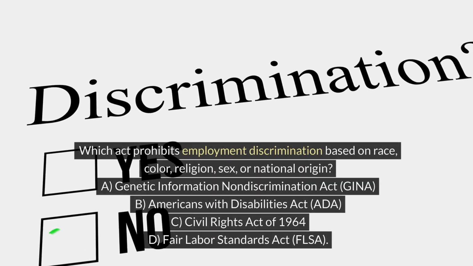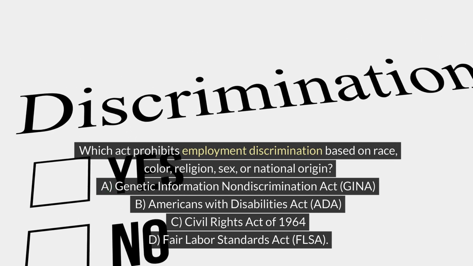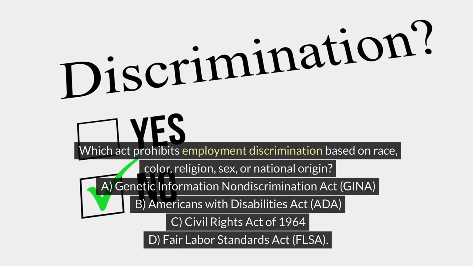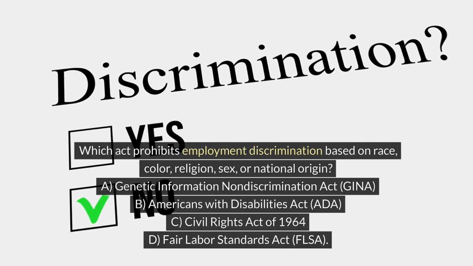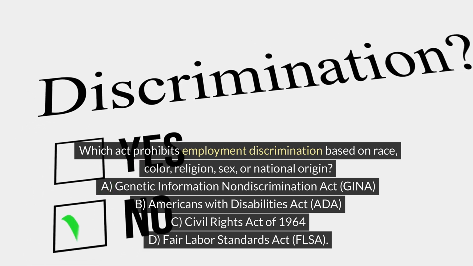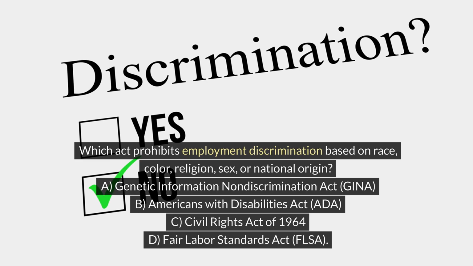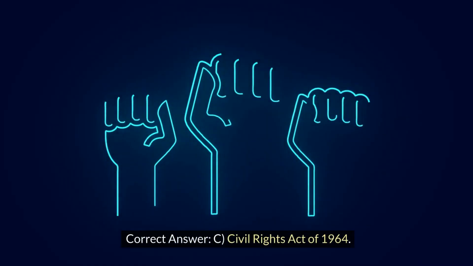Which act prohibits employment discrimination based on race, color, religion, sex, or national origin? A. Genetic Information Non-Discrimination Act, GINA. B. Americans with Disabilities Act, ADA. C. Civil Rights Act of 1964. D. Fair Labor Standards Act, FLSA. Correct answer: C. Civil Rights Act of 1964.